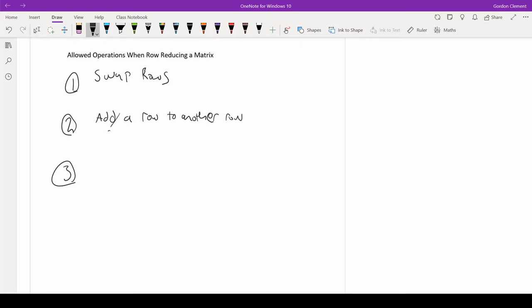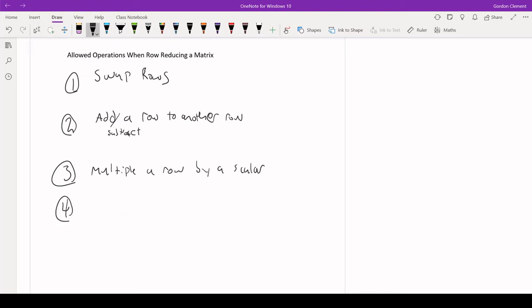I should say add or subtract a row to another row. So I can take row 1 and add row 2 to it, and that'll become my new row 1. That's something we're allowed to do. I can multiply a row by a scalar because each row is just representing an equation. So if I multiply the whole equation by 2, it doesn't change the overall equation. So that's something that we're allowed to do.